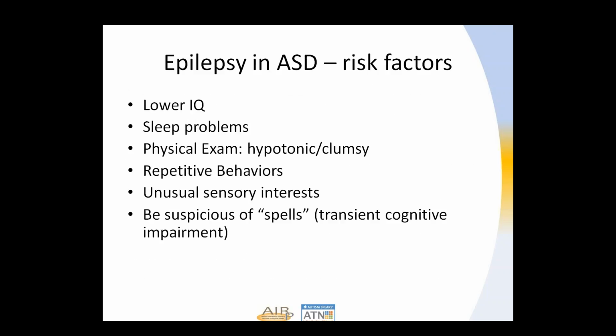We have seen some risk factors associated with epilepsy and autism. Some studies have reported that it seems to be more common in those who are of lower cognitive functioning or lower IQ. It seems to be related to people with sleep problems. On physical examination, those patients who have epilepsy have a tendency to have problems with muscle tone or hypotonia or coordination problems. Some studies have shown a relationship with an increased number of repetitive behaviors or unusual sensory interests.